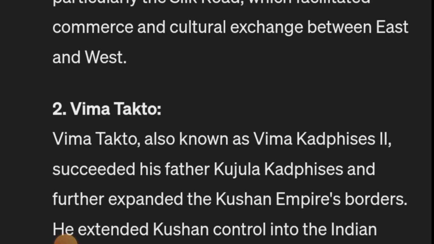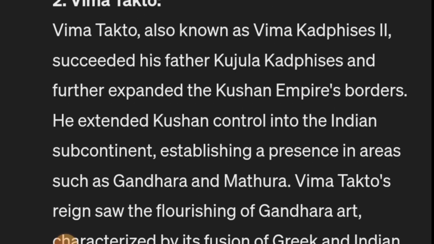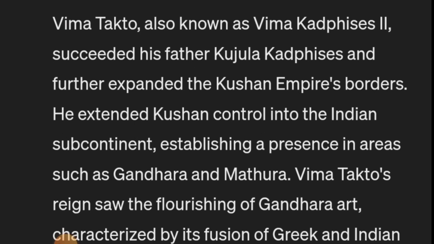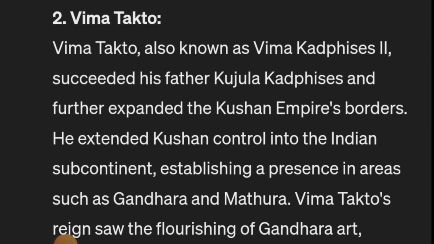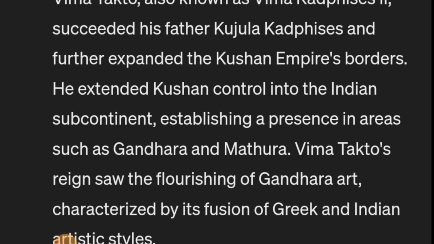Now let's look at which were the rulers after that. Vima Takto is not a very important ruler, so I have given you the notes. Vima Takto, also known as Vima Cadphises, succeeded his father Kujula Cadphises. Actually, in history, it is also said that Vima Cadphises was the grandson of Kujula Cadphises. He also extended his empire, and after extension, this empire expanded into the Gangetic Valley and till Mathura.